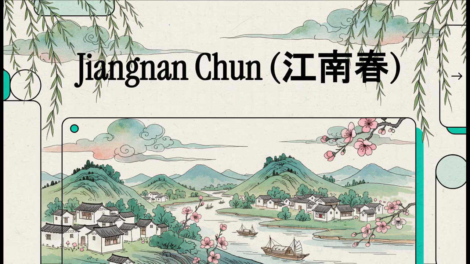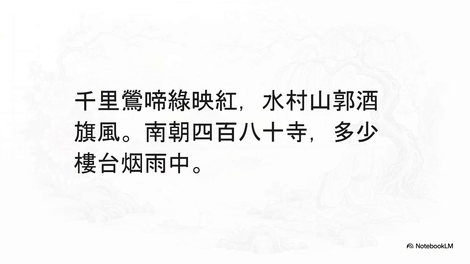Welcome. Today, we're going to step into a landscape painted with words. It's a tiny, four-line masterpiece that somehow manages to capture the entire soul of spring in southern China. This is Jiangnan Chun by the great Tang Dynasty poet Du Mu. Now, before we get into what it all means, let's just listen.